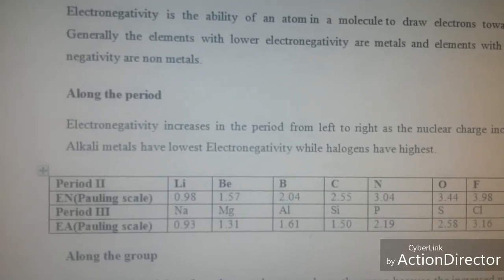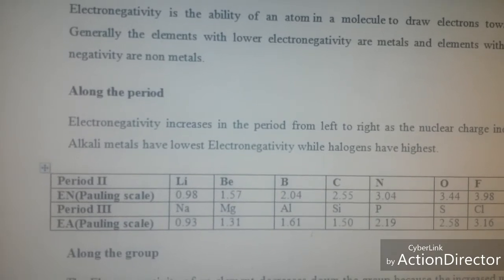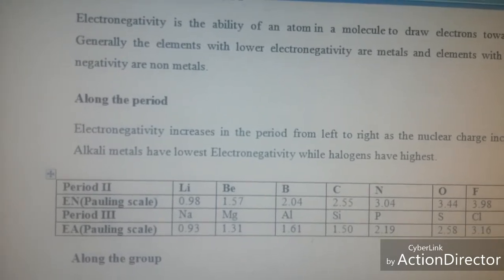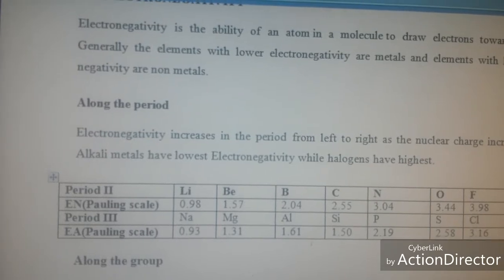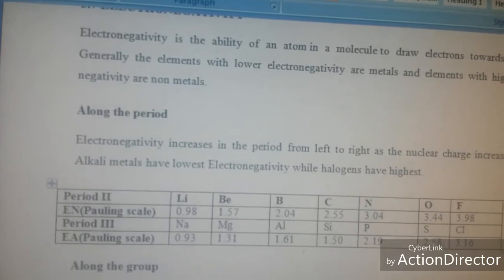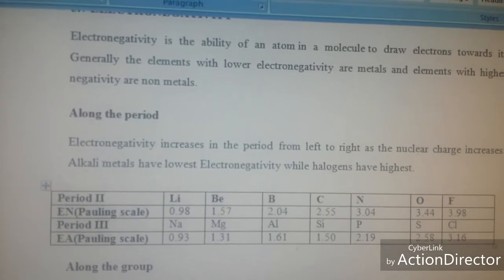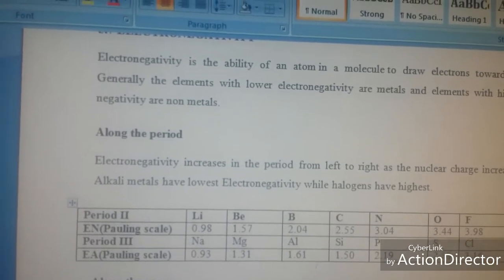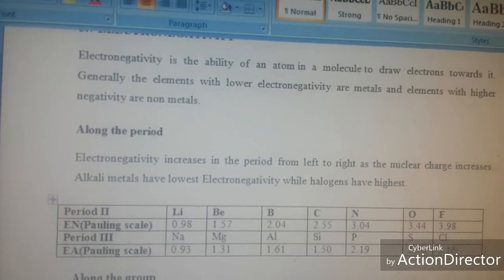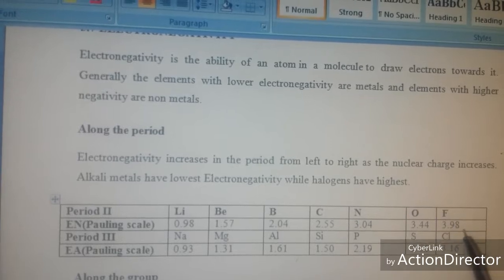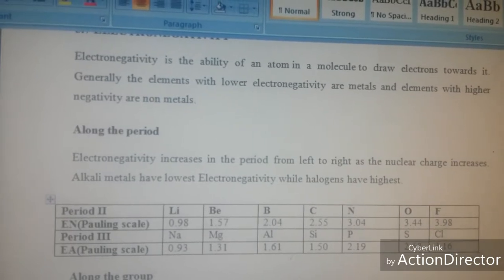Let us discuss another property, that is electronegativity. It is the ability of an atom to draw electrons towards itself. Generally, elements with low electronegativity are metals, and those with higher electronegativity are non-metals. The trend along the period: electronegativity increases from left to right, because the nuclear charge is increasing. Alkali metals will have the lowest electronegativity, whereas halogens have the highest electronegativity. You can see here, in the second period it is increasing. Halogens have the highest electronegativity.